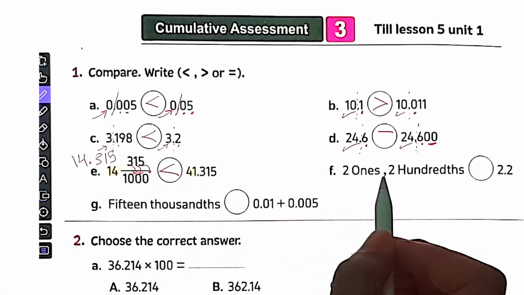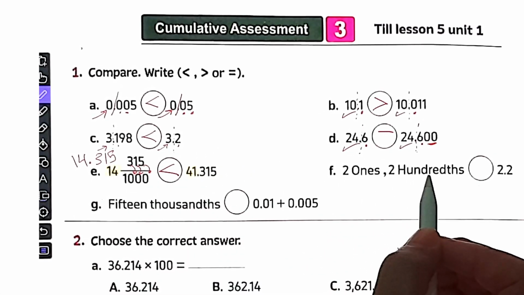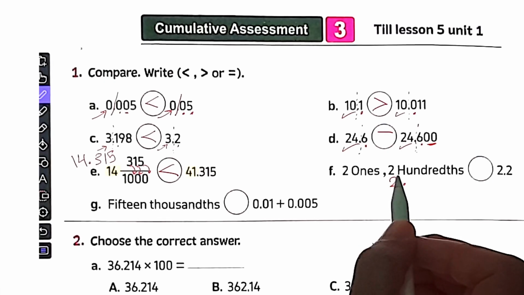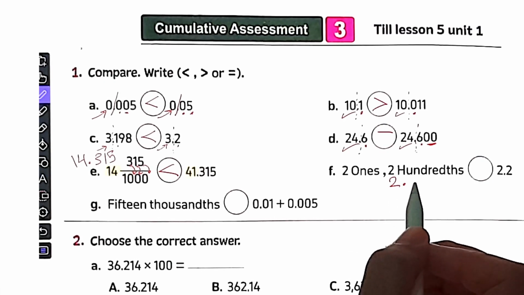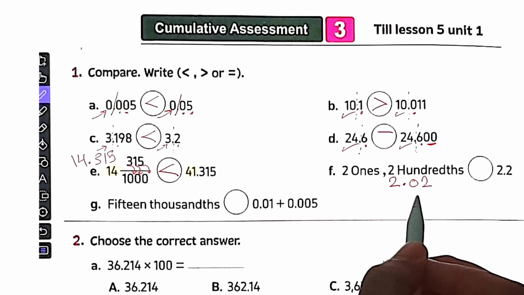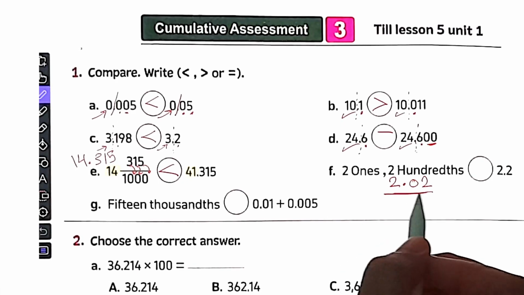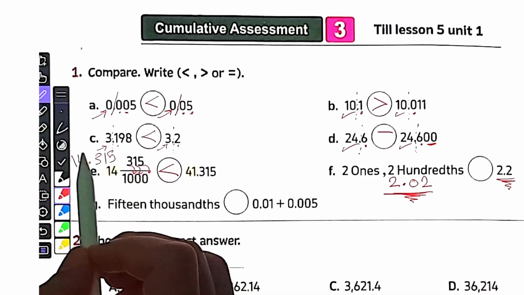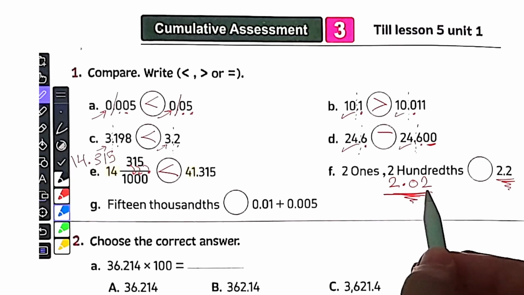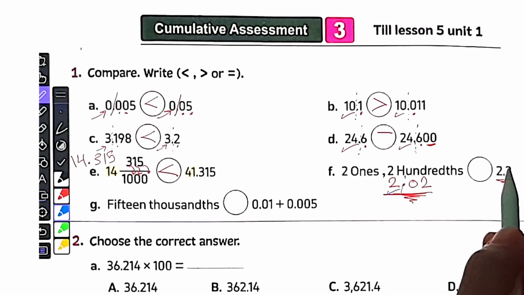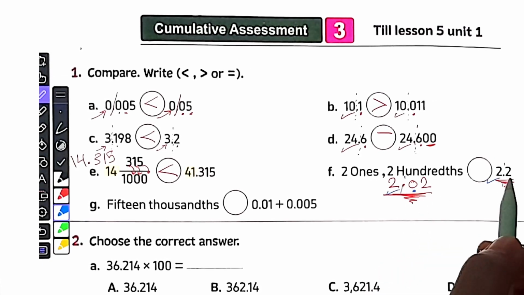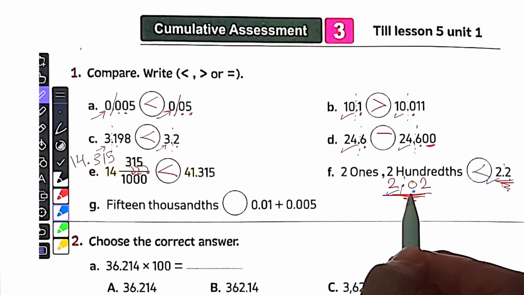Let's move to F. 2 ones and 2 hundredths. 2 ones, so I will write the whole 2. 2 in hundredths, so I write 0.02. So this 2 ones, 2 hundredths, and here 2.2, which is bigger? We will compare the whole and the decimal. The whole here is 2, the whole here is 2. The first digit in decimal here is 0, the first digit in decimal here is 2, so of course 2 will be bigger than 0.